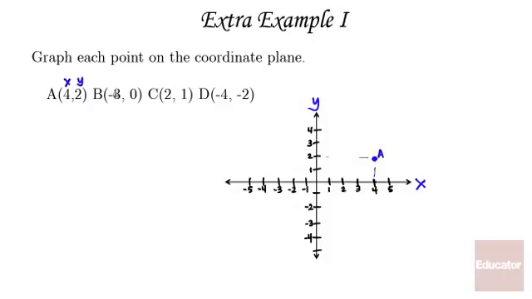Then next, B is -3, 0. So the X is -3, the Y is 0. So -3 on the X is right here. 0 on the y, where is 0? 0 is right there. So negative 3 comma 0, that means I'm not moving any up or any down, right? Because there's no y. If the y was 1, I would have to move up 1. If y was negative 1, I'd have to move down 1. But y is 0, so I stay here. That is my B.